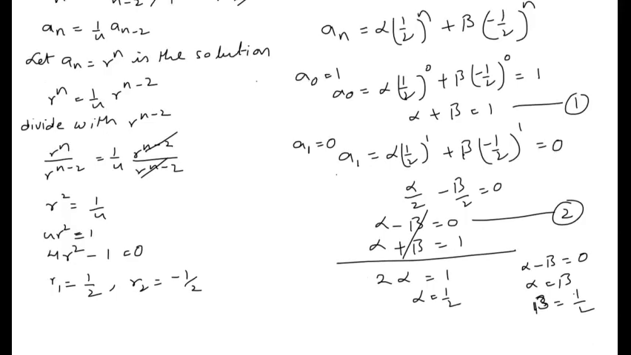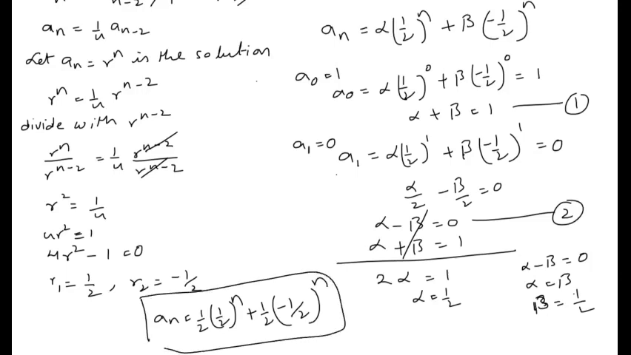Finally, we are going to substitute the values of alpha beta in the solution, so that an is equal to alpha is 1 by 2 into 1 by 2 whole power n plus beta is 1 by 2 into minus 1 by 2 whole power n. So this is the solution for the given recurrence relation. This is also an example for distinct roots.